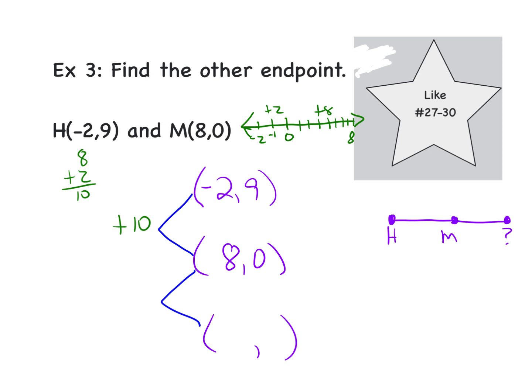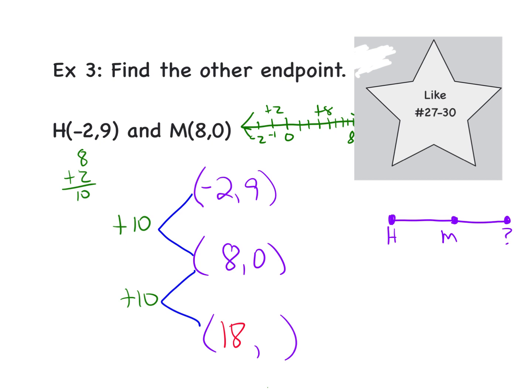Okay? And whatever I did here, I have to now do here. So it's going to go up plus 10. So now what I do is I add the 8 plus the 10, and it gives me 18. So there's the x coordinate.